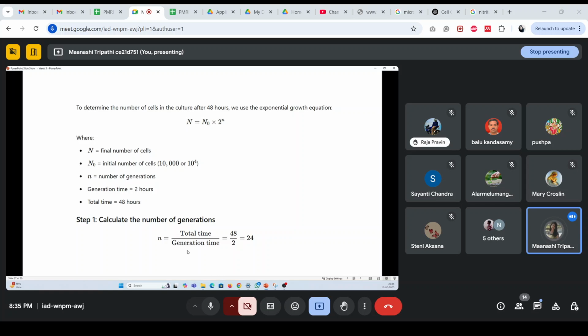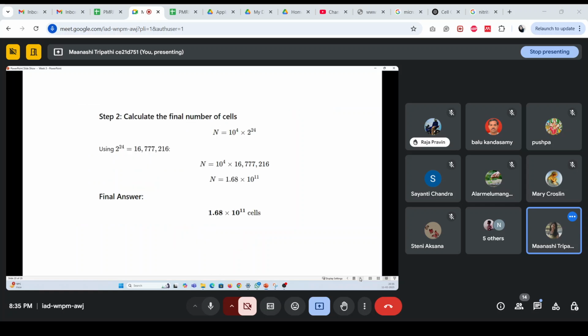I hope you have noted. So step 2 is to calculate the final number of cells, just putting in this. 2 raised to power 24 is this value. When we write it like this, we can write n is equal to 1.68 into 10 raised to power 11. So that is the final answer.